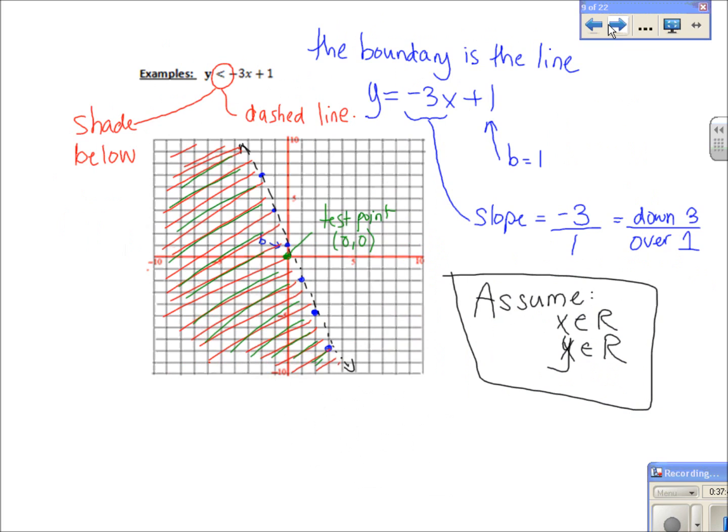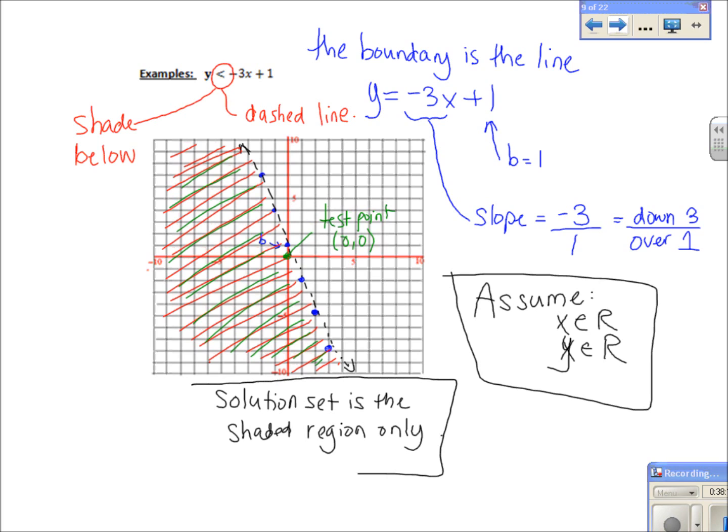On the next page, the last one that we did, we had a dashed line. This was a strict inequality, so the solution set for this is only the shaded region. So the shaded region only. So there's no possibility that a point on the boundary line could satisfy this linear inequality.